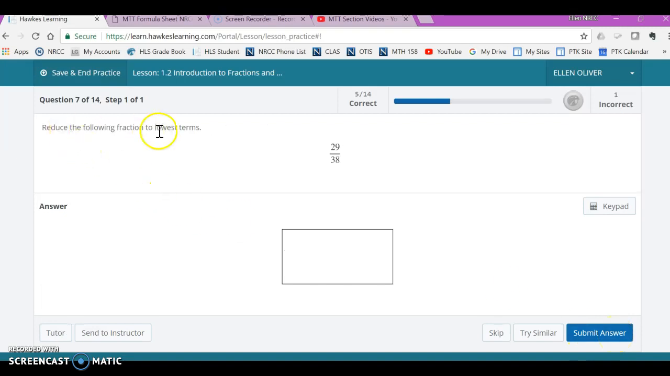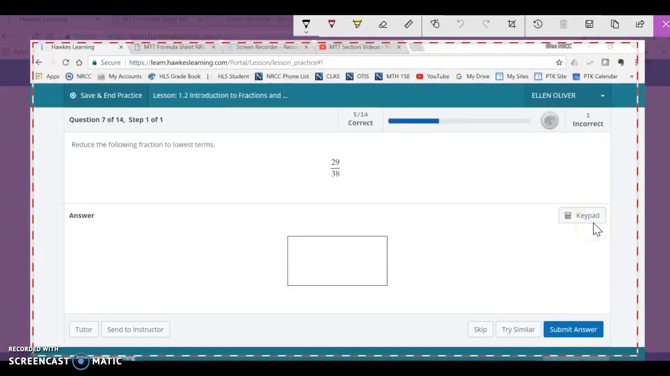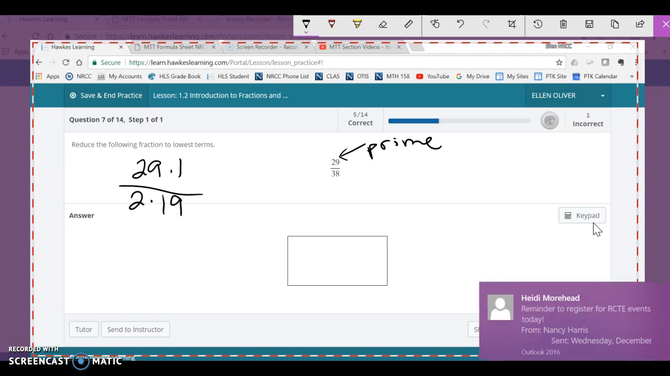All right, reduce this to lowest terms. So again, I'm going to want to factor 29 and 38 to check. Well, if I look at my first 10 prime numbers, it goes up to 29. So 29 is prime. I'm going to write that as 29 times 1 in the numerator and find 38 on your multiplication table, and you can see that it is 2 times 19.